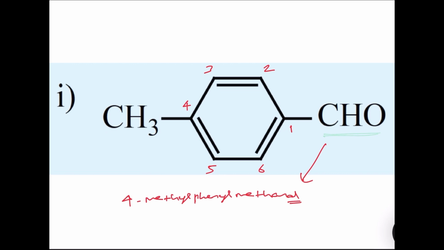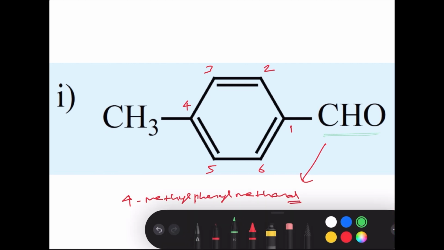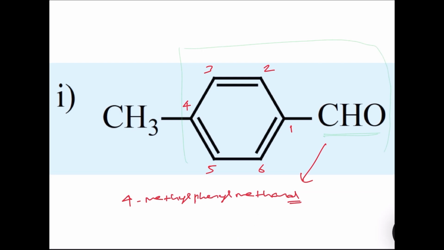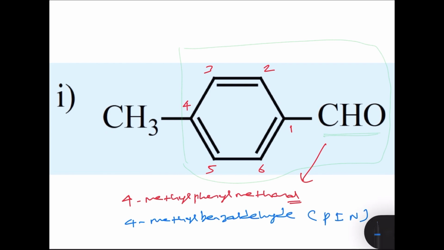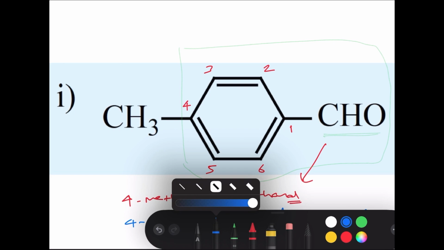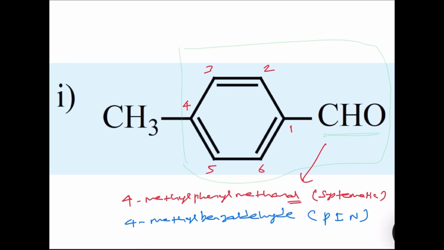We can also have one more name for this, because this unit as a whole we call benzaldehyde, and therefore the preferred IUPAC name for this molecule is 4-methylbenzaldehyde. So this is the preferred IUPAC name. The other name is systematic. Let's go to the next example.